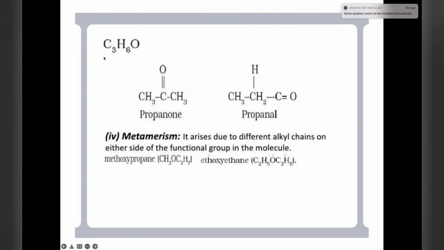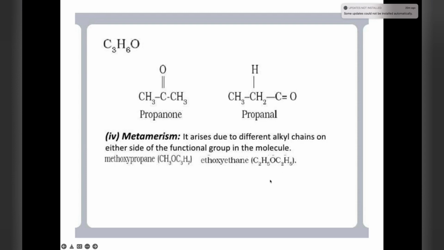Okay, now C3H6O, this is called propanol, CH3COCH3, and this is propanal, CH3CH2CHO, this H is attached here. Okay, now that is the difference. Now, what is metamerism? Metamerism is a form of isomerism. How does it happen? Because of the different alkyl chains on either side of the functional group of the molecule, like methoxypropane, ethoxyethane and all that. So, alkyl chains are present on either side of the functional group.